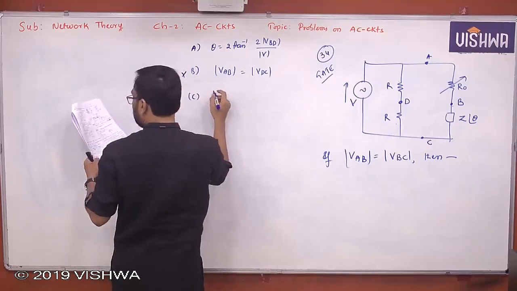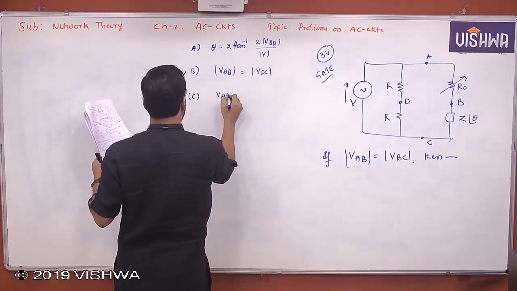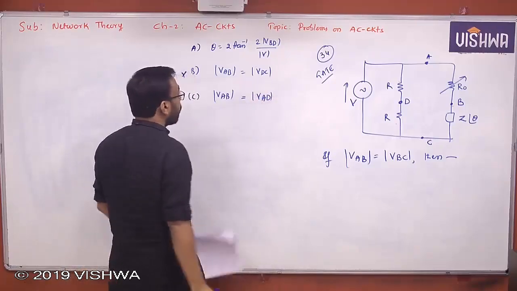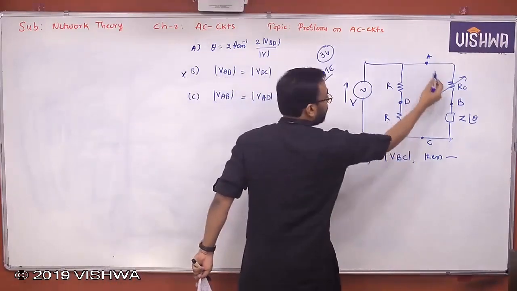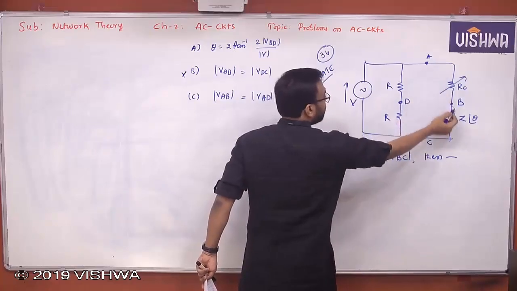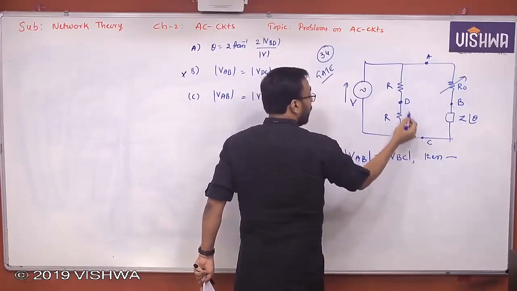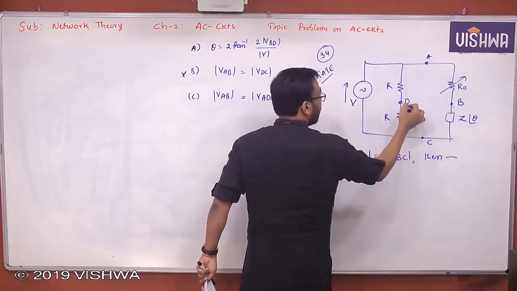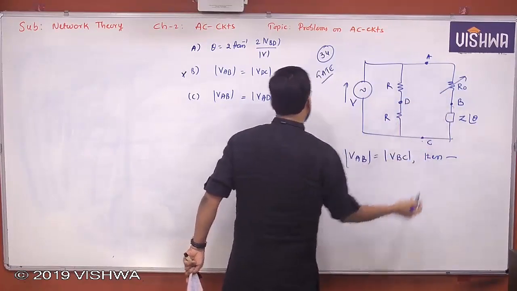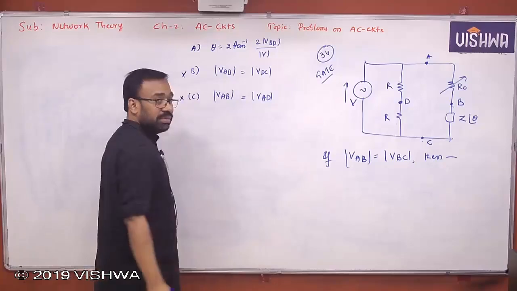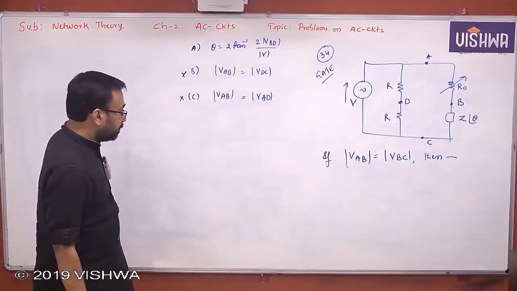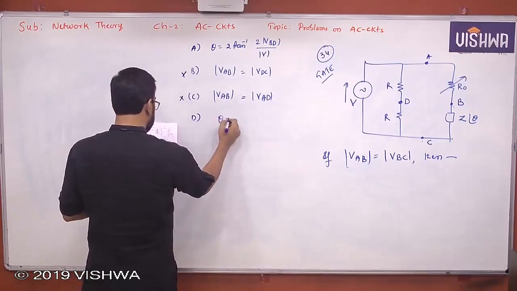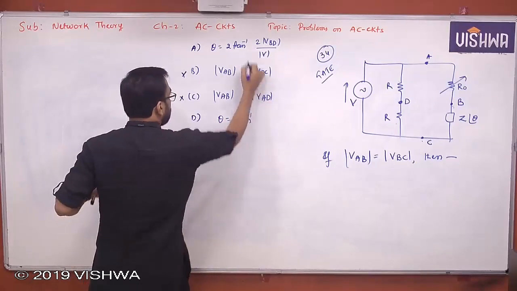Option C, when option B is wrong, option C also, VAB is equal to VAD. In fact, VDC is equal to VAD. Therefore, when VAB is not VAD, then how can VAB be equal to VDC? So both options are wrong. I hope you understand the point. Then what is remaining? Options A and D: theta is equal to tan inverse.